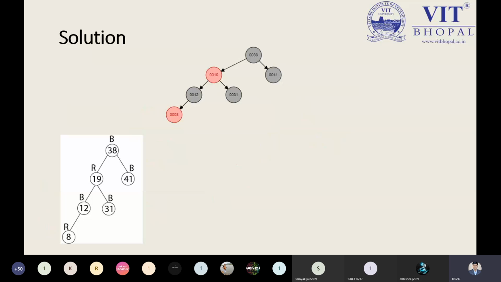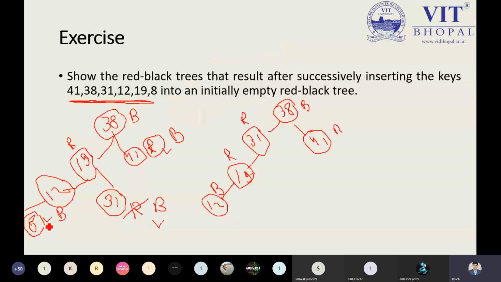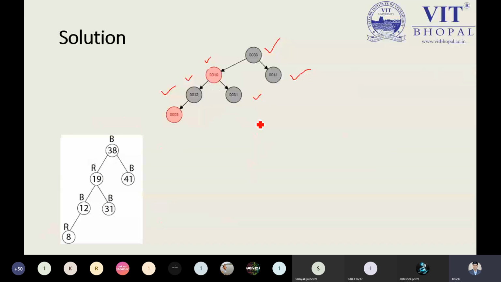So without wasting much time, I'm just coming to this part over here. Okay, so 31, 38, 38 was the correct answer. We have made it the root. 41 was the black, as I told you. 19 and 31, 12 and 8, it is added over here. Okay, so this was our answer, and now it is matching with this part. Am I right?